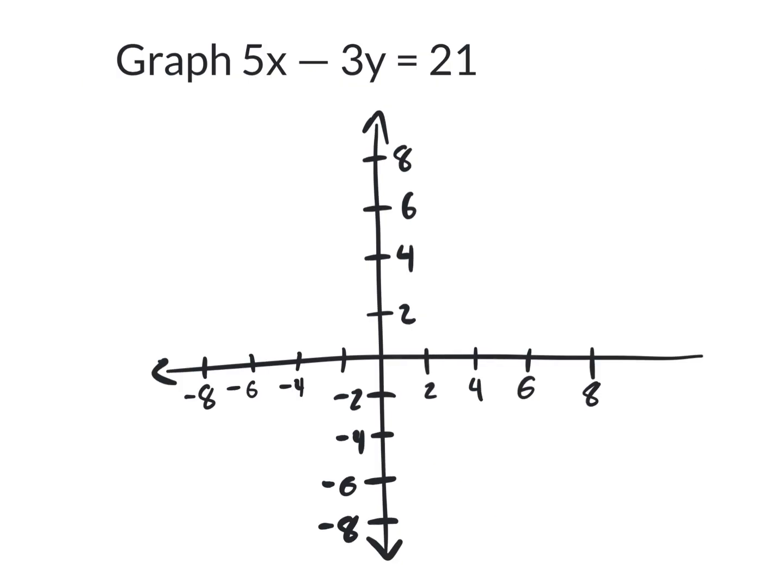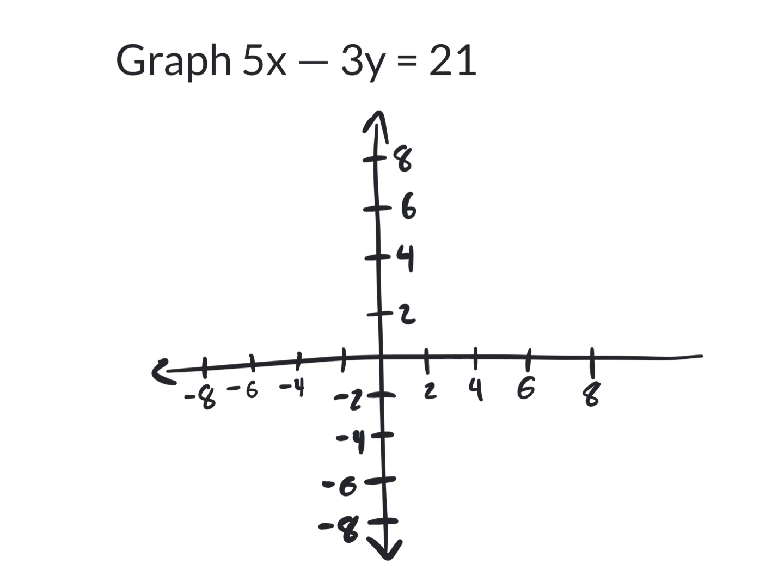We want to graph this one. Now this one is slightly tricky because on the final exam, the units go by 2. So let's understand how to do this. Let's not get confused. It's really simple. We want to graph 5x minus 3y equals 21. I suggest rewriting it in slope-intercept form, getting y by itself.